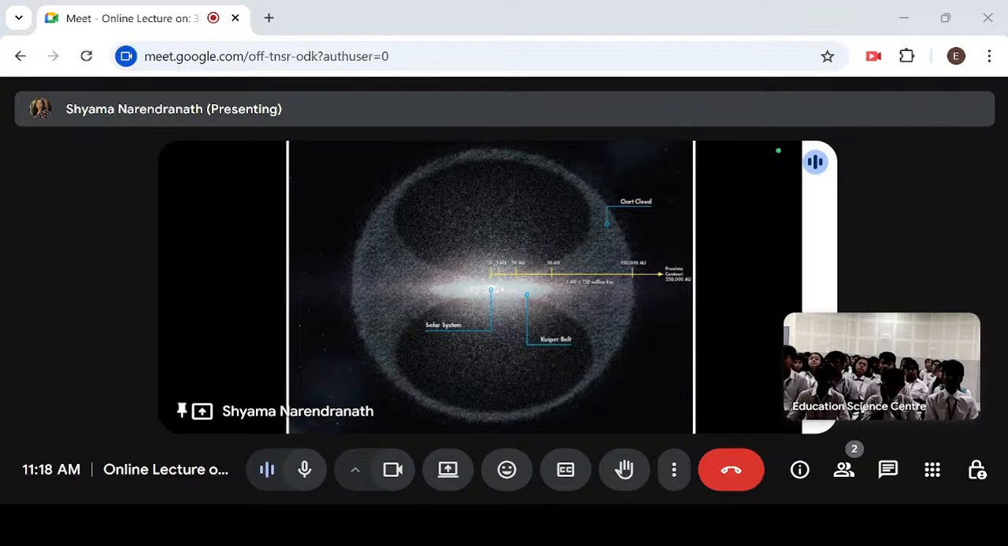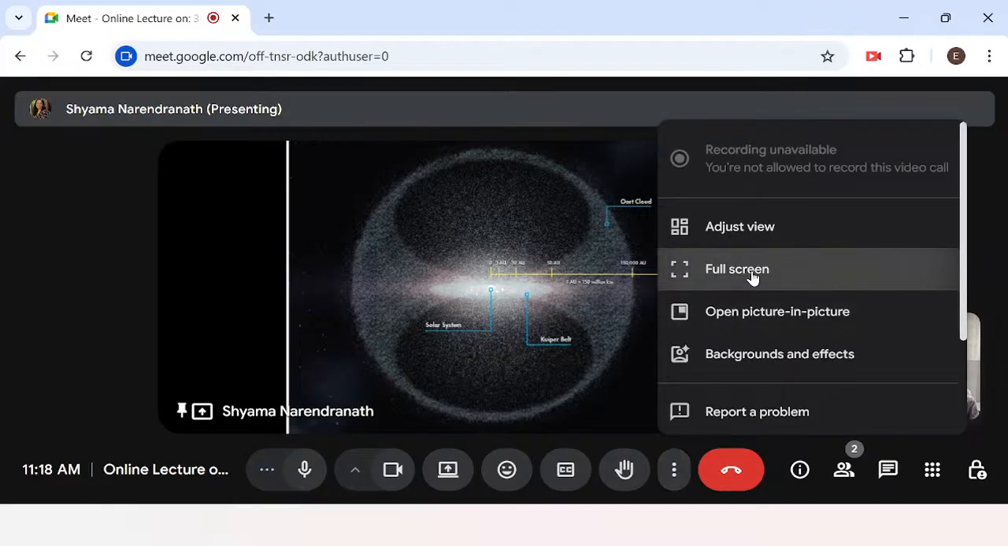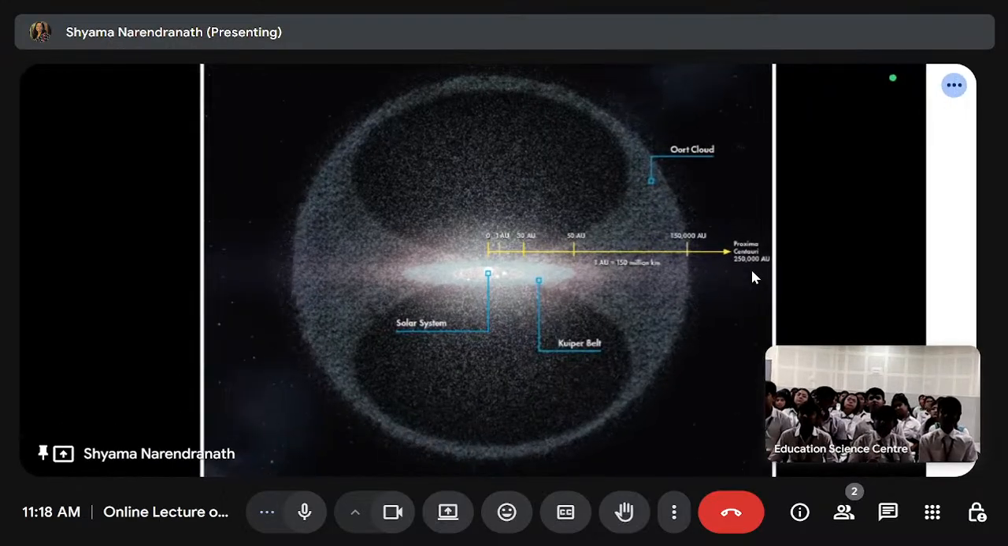Our solar system. This is just an artist's concept of how our solar system would look if you saw it from far away. In the center of this disk is the Sun. Around it, very far away, up to about 150 astronomical units, where 1 astronomical unit is the distance between Earth and Sun.